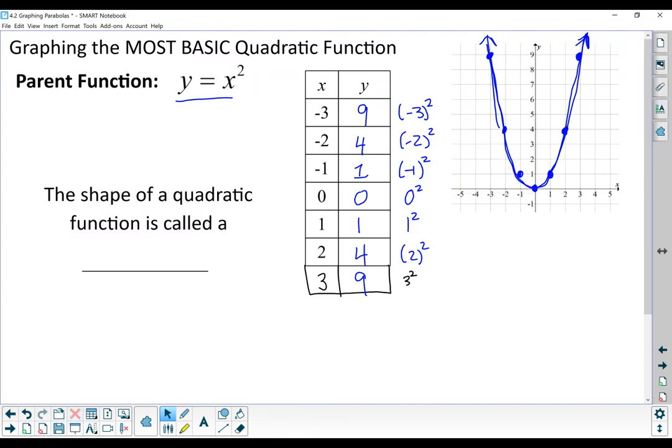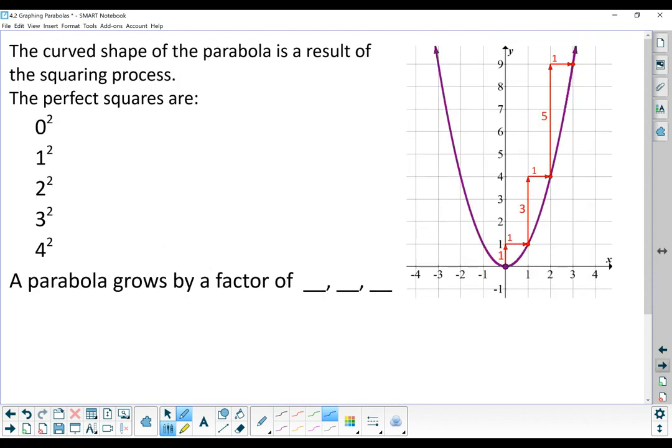And this shape is so common in math that that shape actually has a name, and that function shape is called a parabola. So you'll often hear me or your teacher refer to a parabola, and a parabola is just this quadratic U-shaped graph. The curved shape of the parabola is a result of the squaring process.